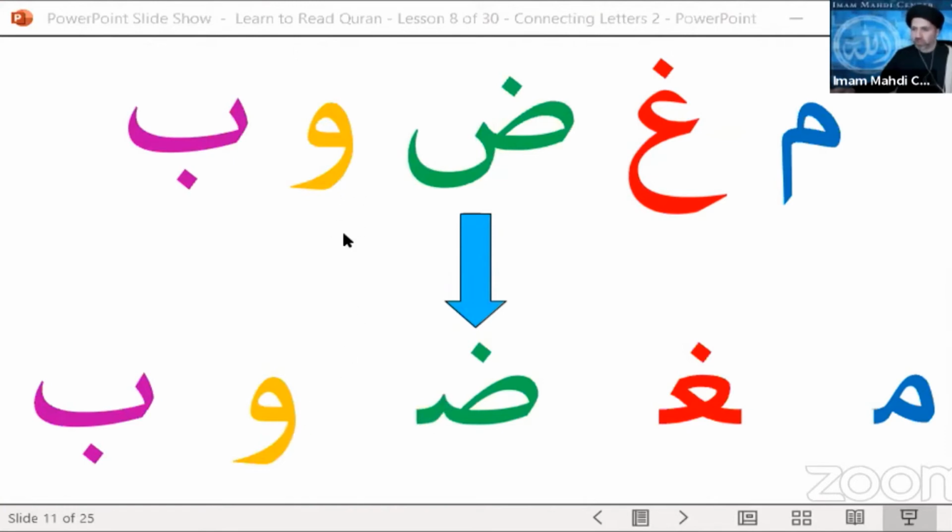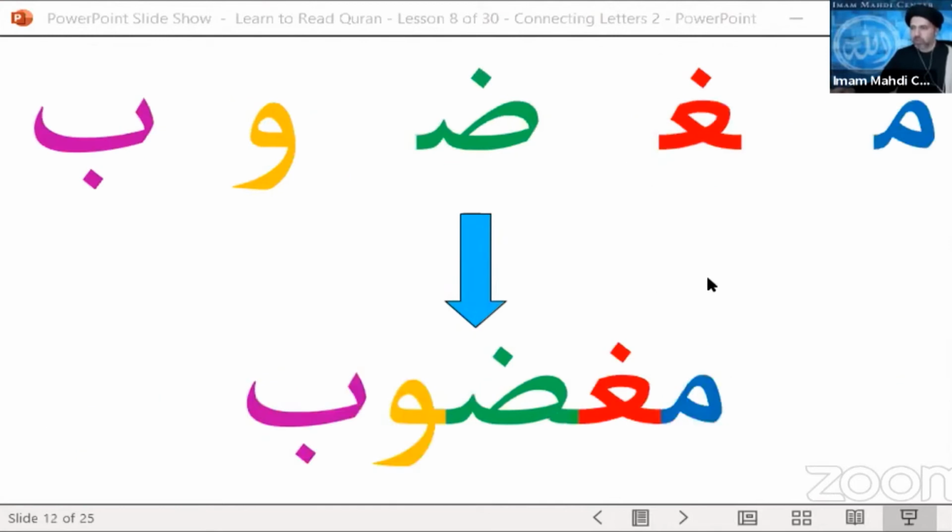The waw does not change. It does not have a lowercase form, so it stays as is. And the ba is the last letter, so it stays the same. So now we see how it's all put together in this word. This is our lowercase meme, the middle form of the ghain, the lowercase dad, the waw, and as you can see, the waw does not connect to the ba because waw is one of those letters that has a space after it. It does not connect on its left, so we leave a space.